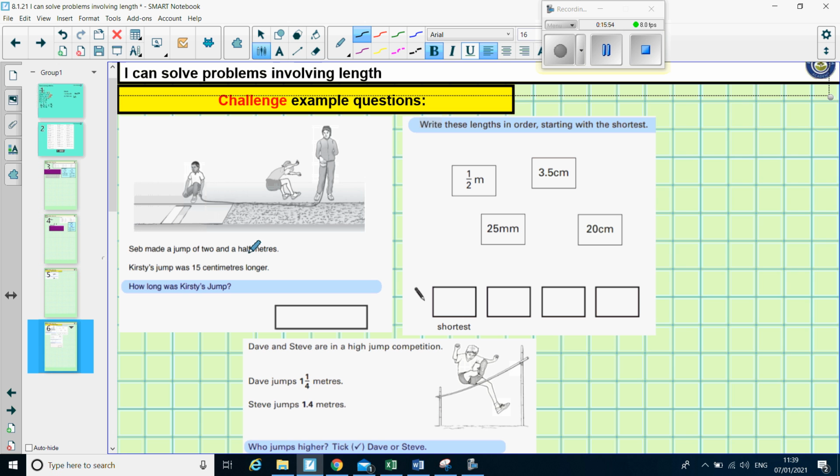Right, Seb made a jump of 2.5 metres. Right, I know 2.5 metres is 250 centimetres. Kirsty's jump was 15 centimetres longer. So if I do 250 add 15, I know Kirsty jumped 265 centimetres. So how long was Kirsty's jump? It was 265 centimetres. Okay, question 2, so this question here, I'd like you to have a read and pause the video and have a go at that one now.